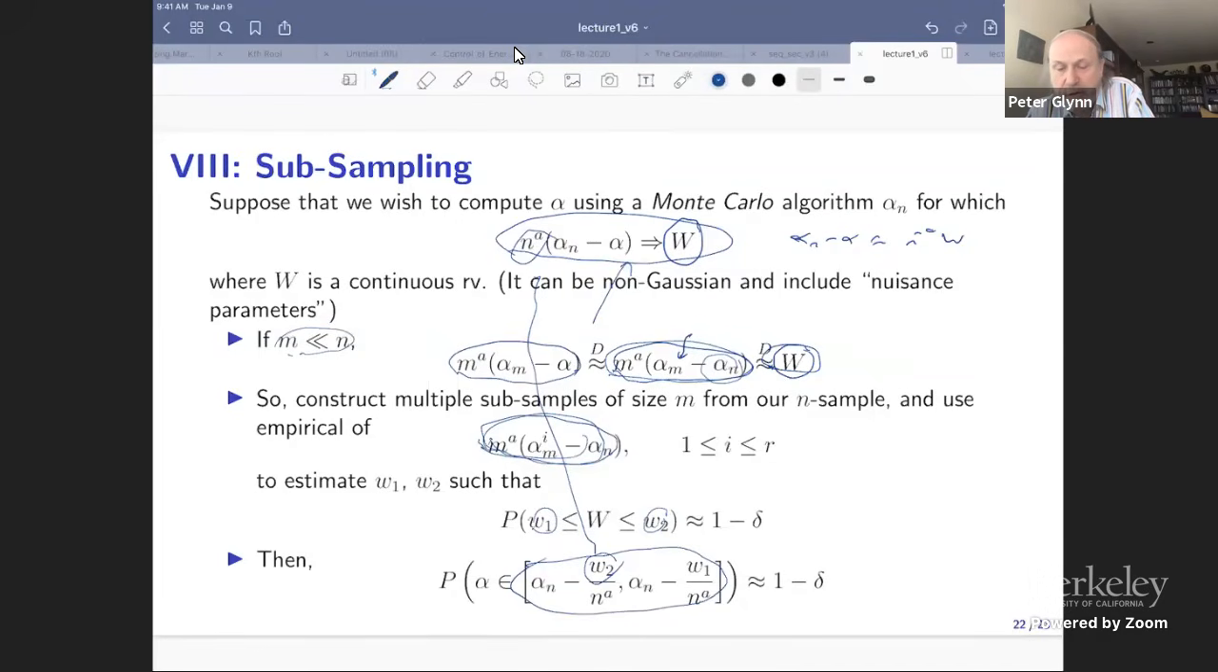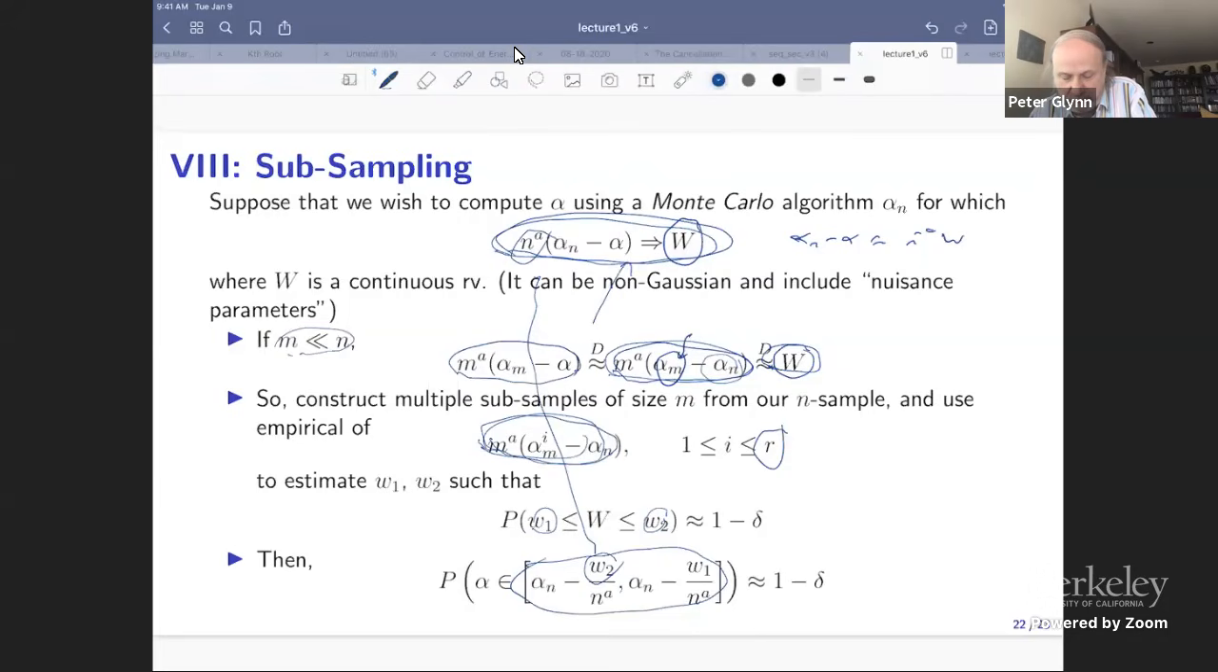Now, it could be that you just take whatever algorithm you had initially, reinitialize that algorithm, and run it with independent random numbers. That gives you an alpha M, and you do that a bunch of times. That gives you the R different subsample quantities. You might be thinking to yourself, well, that seems extremely inefficient, and it is inefficient. That's why you wouldn't use subsampling unless it is basically a last resort.